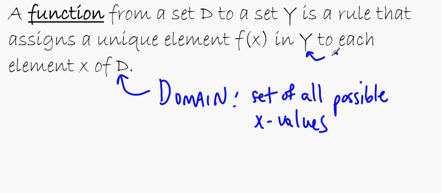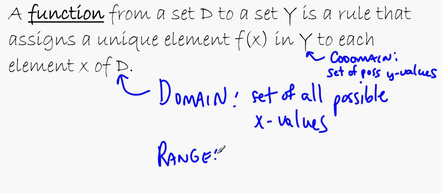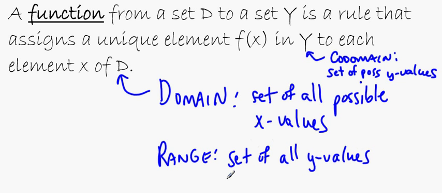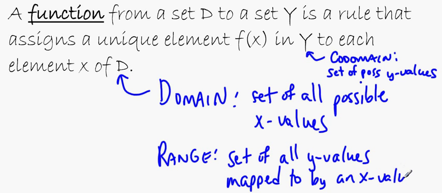This set is called the codomain. The codomain is the set of all possible y values. Now, sometimes all of the y values get mapped to. Other times not, which is why you are also familiar with this word called range. The range is the set of all y values that are mapped to by an x value. That is to say, if a y value is in the range, there is actually a point on the graph of the function that has that y value attached to it.